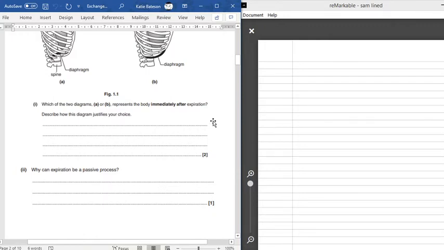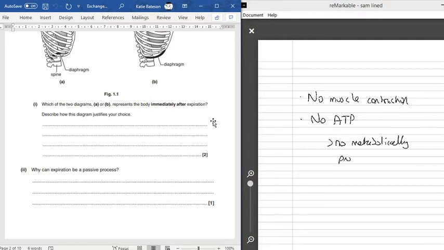I know that because there is no muscular contraction whatsoever. And no muscle contraction, I know it's only one marker, no muscle contraction means I've not had to make any ATP. No metabolically released energy. Shouldn't really be using the word produce, should I, when it comes to energy? But the key idea is, because there's no muscle contraction, there is nothing that your body is doing to actually produce more ATP or release more energy to make it happen.